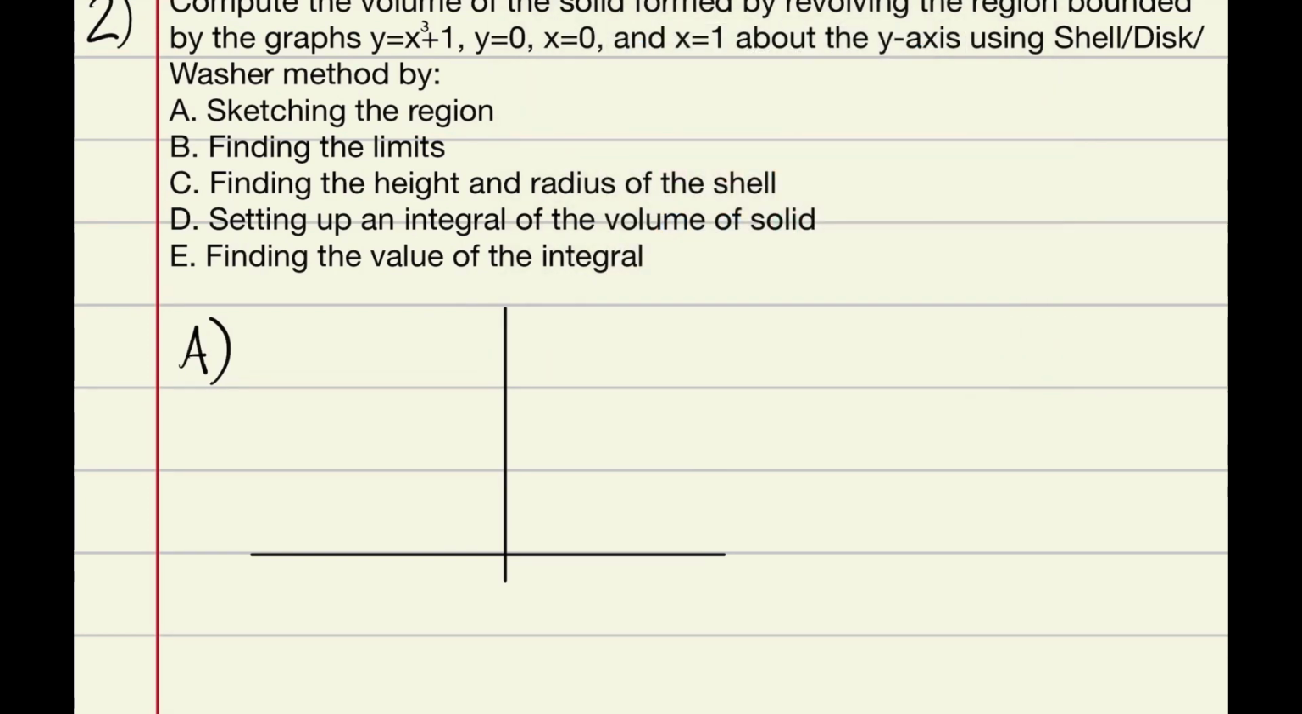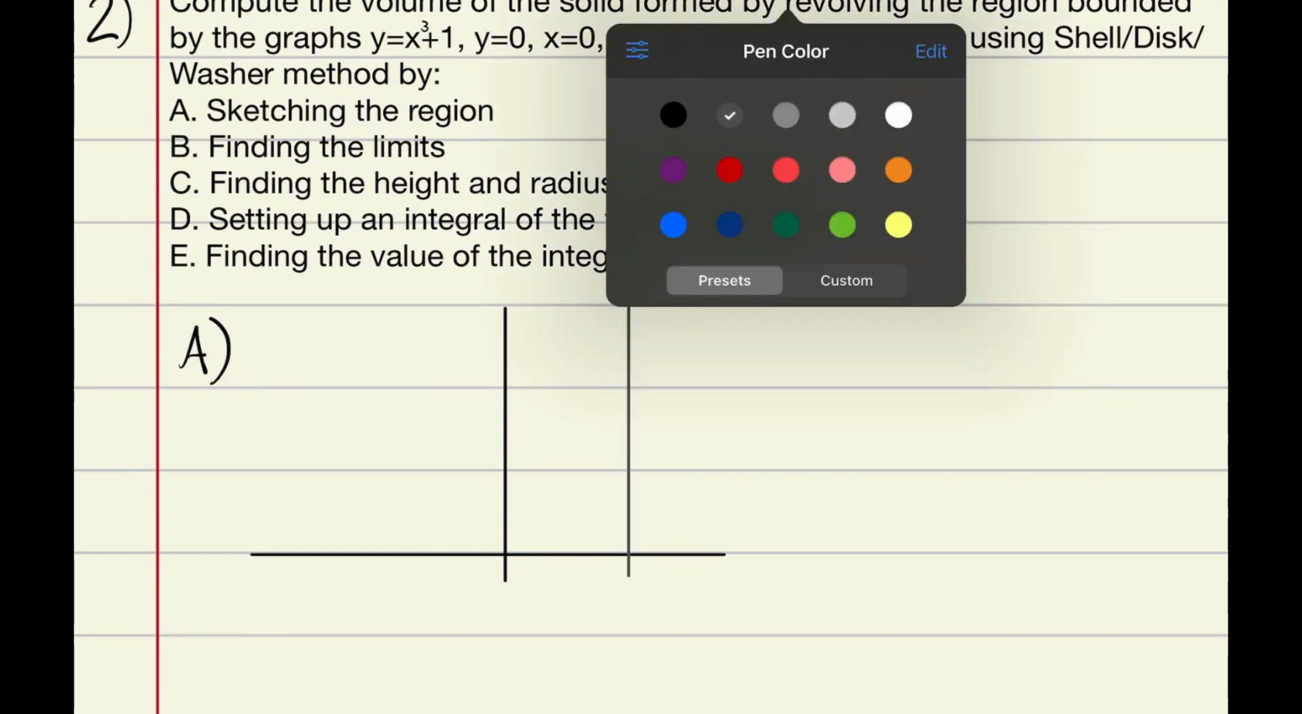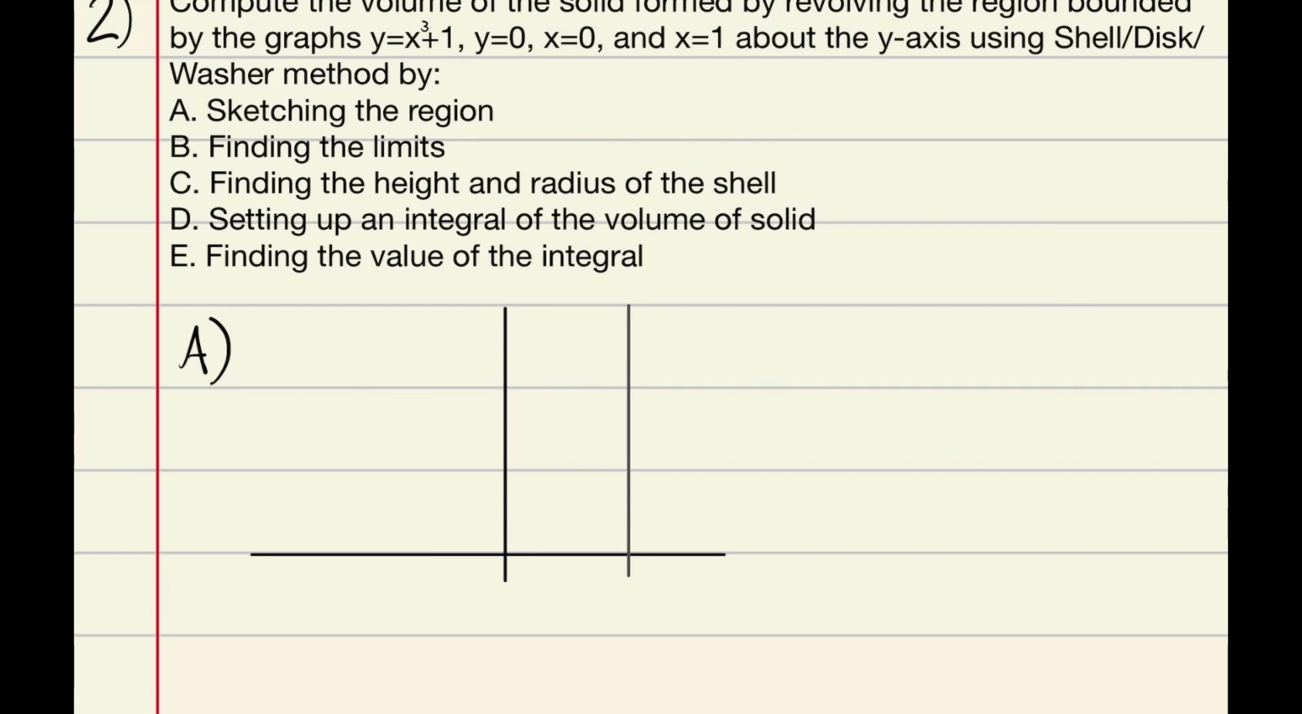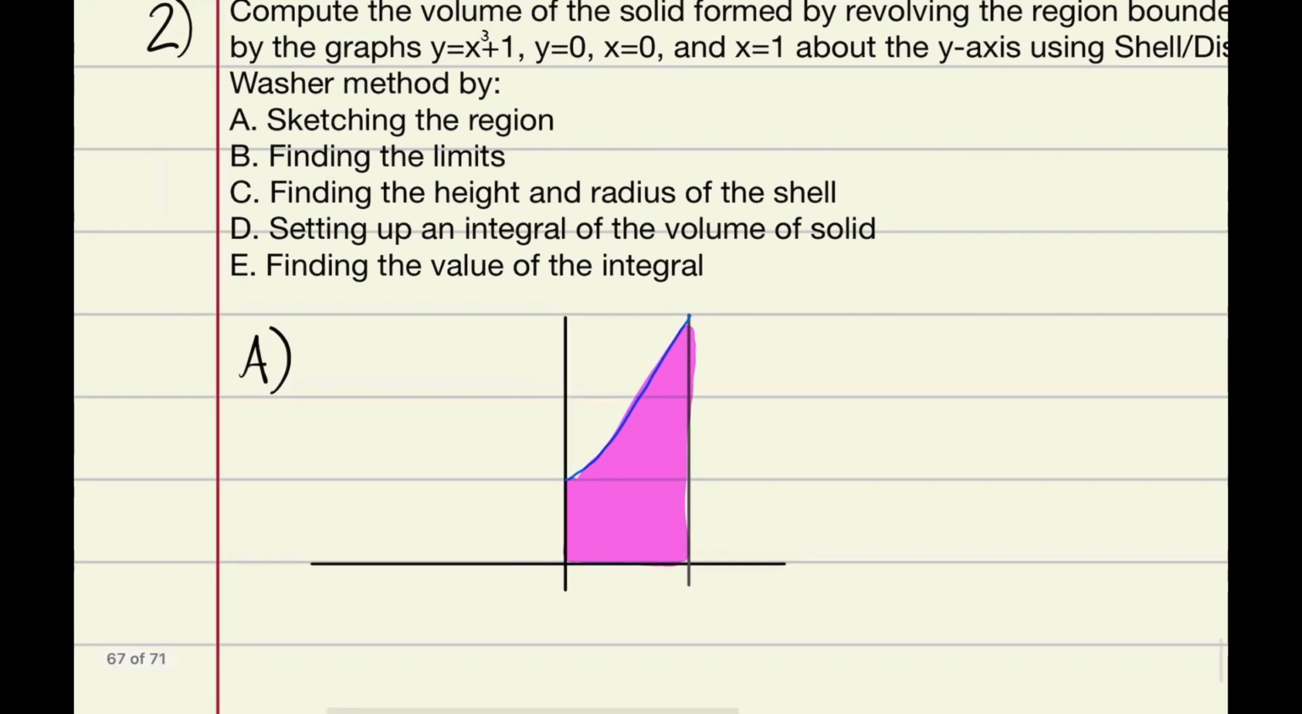Next, we can do x is equal to 1, and we can say that is x equals 1. And then y is equal to x cubed plus 1. Well, x cubed plus 1 crosses the origin and starts going up. So if we add 1 to it, let's say this is 1, and it would look something like that. So we'd be finding this area right here. But now we need to rotate this about the y-axis.